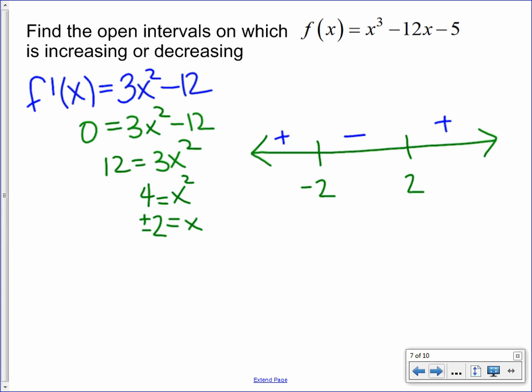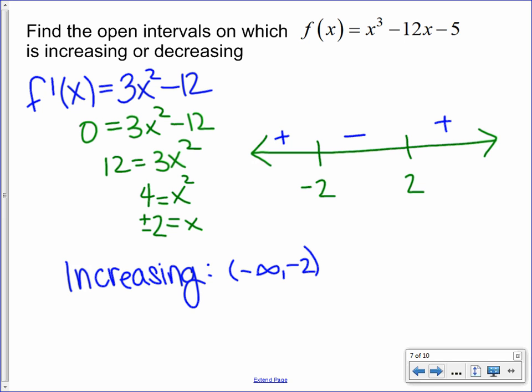I don't necessarily need to see your work for these signs. I understand that some of you can do it in your head, but you're more than welcome to include it if it helps. Okay? So now, if I'm asking for intervals of increasing, negative infinity to -2, because our derivative is positive. Where else? 2 to infinity, because our derivative is positive.